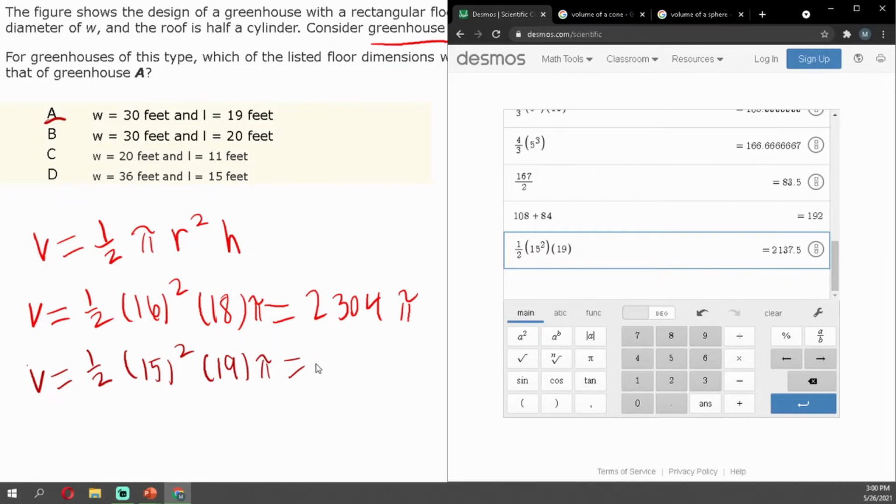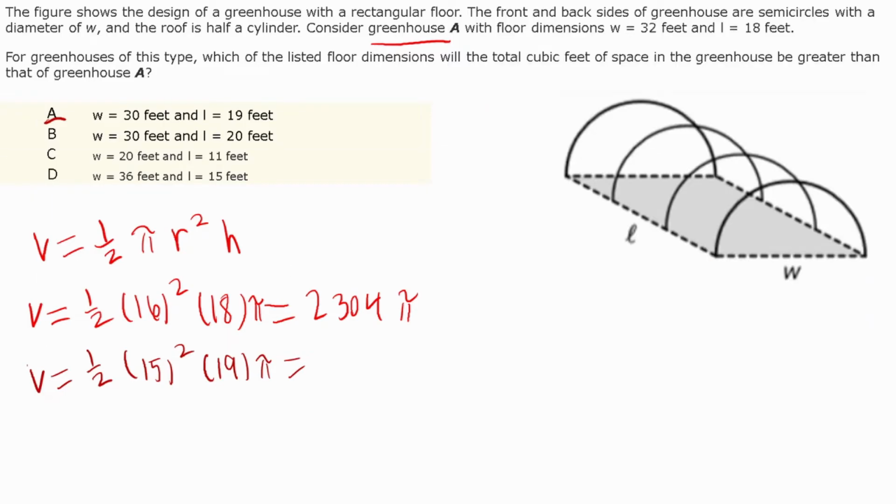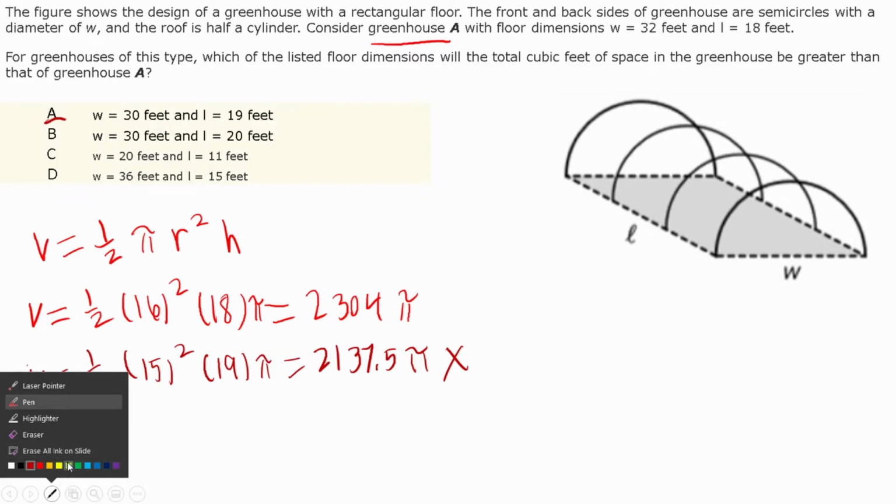So now we could just put that in. And we could do that for each of these. We could just change the answer right there, and then it's going to give us our answer. So this one's going to give us 2,137.5 pi, which is not bigger. Next color. Green.